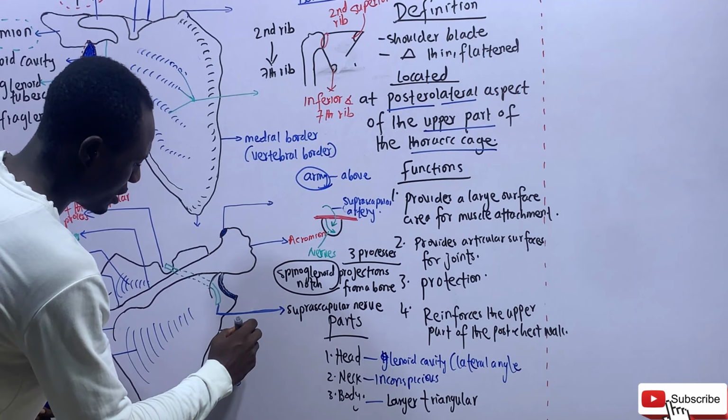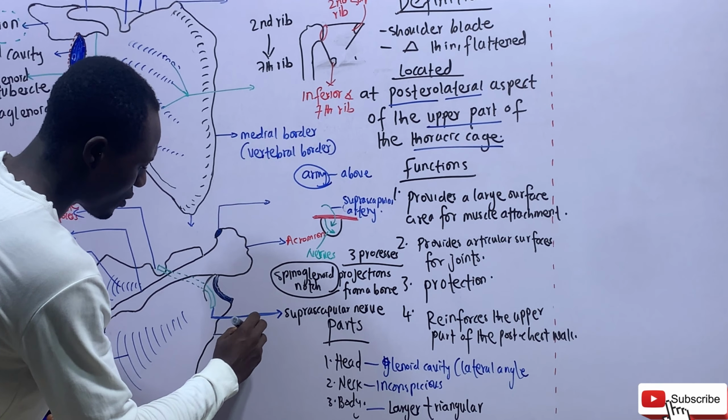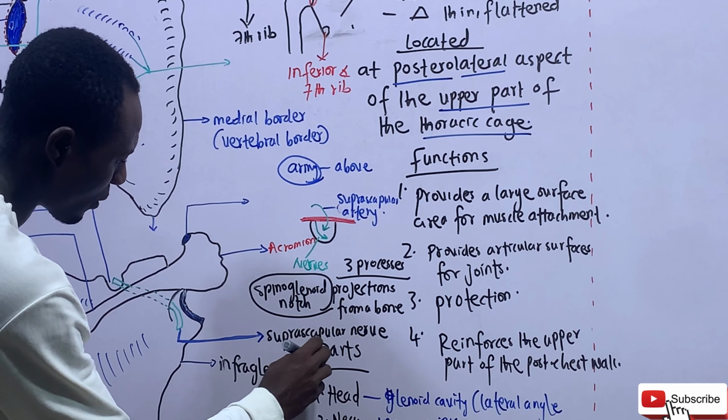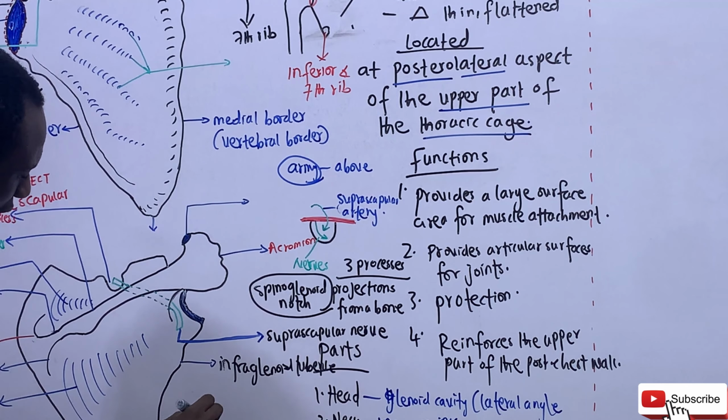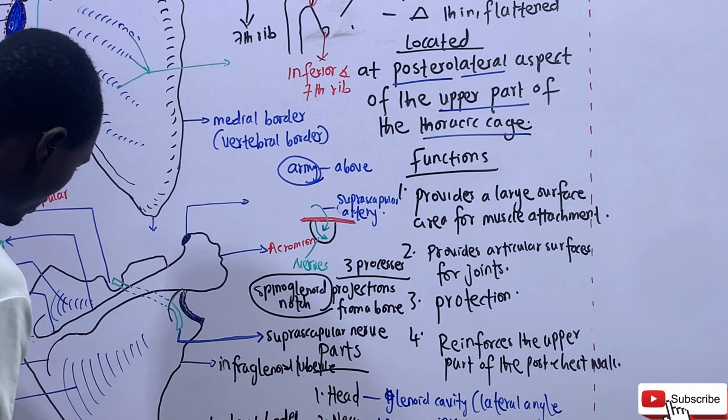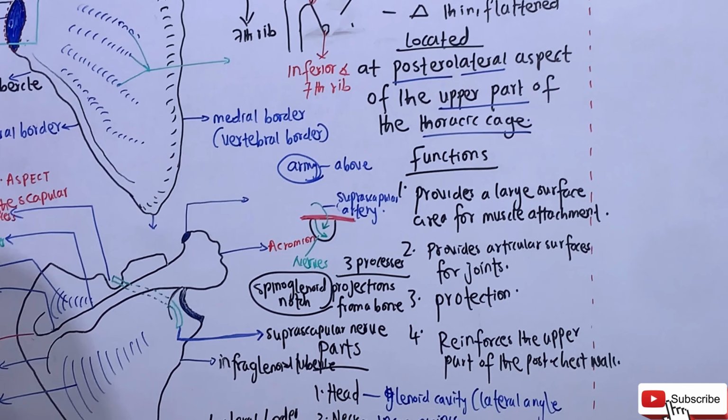So this is going to be the infraglenoid tubercle. Infraglenoid tubercle. So this is going to be the lateral border. Okay, this is going to be the medial border.